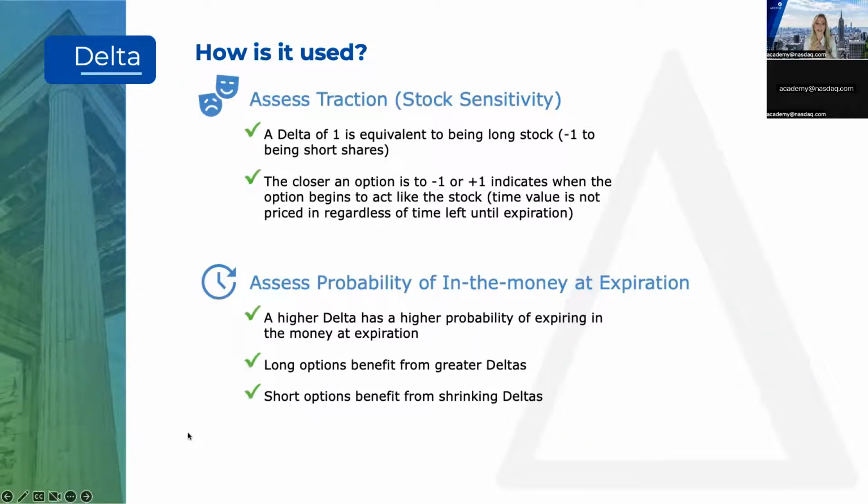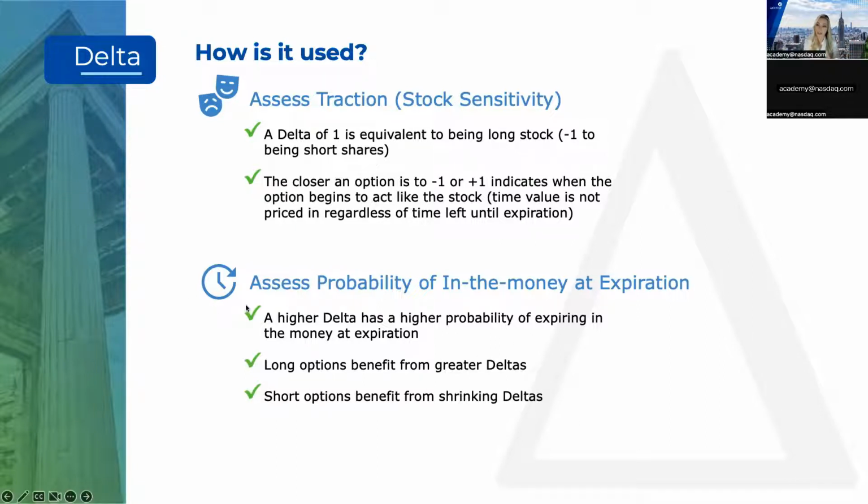You can also use delta to assess traction, so stock sensitivity, which makes sense. If we have a delta of 1, that means we're acting like the stock. So it's equivalent to being long stock or short the shares. And that happens when we're on either side of the spectrum. So for the call side at +1, for the put side, -1.